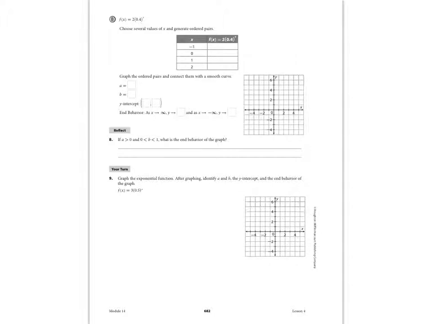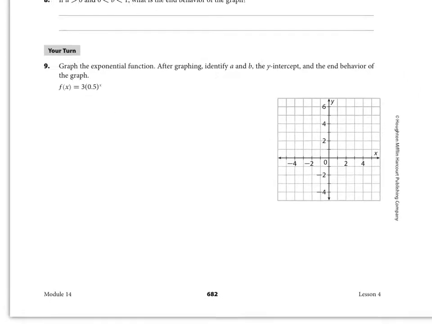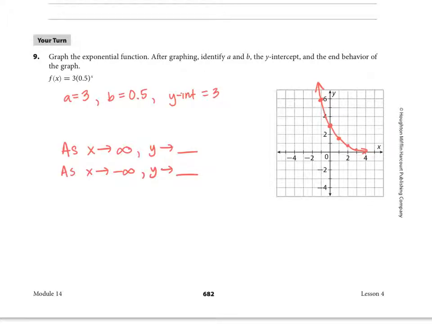On the next page, 682, let's look at your turn number 9. And if you want extra practice, I would say go ahead and pause it. I'm just going to have the solution magically appear in front of you here in a few seconds. For our A and B values, you see that it's 3 and 0.5. Our y-intercept is 3.